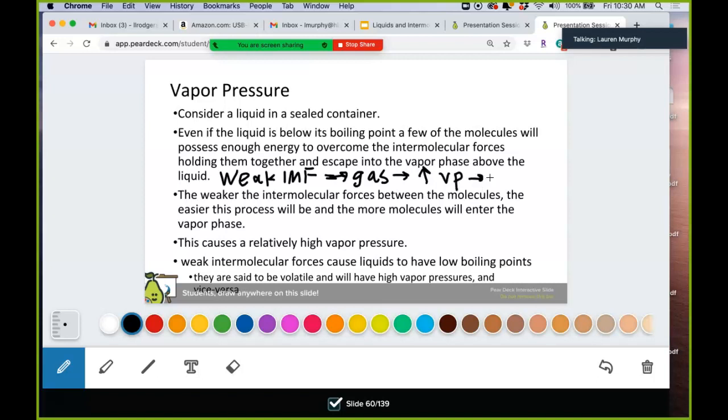So what does that mean? That means they boil easily. So low boiling points. So what does that mean in terms of strong intermolecular forces? Things that have strong intermolecular forces, like let's say solids and even liquids, have super low vapor pressures. They do not escape into the gas phase very easily. And because of that, they have high boiling points. They are hard to get to boil. So now we've tied in boiling point and vapor pressure with intermolecular forces.